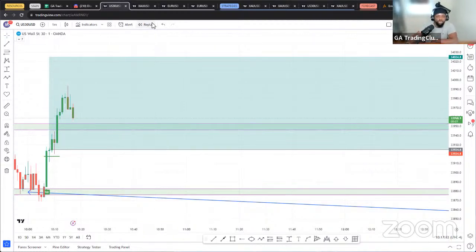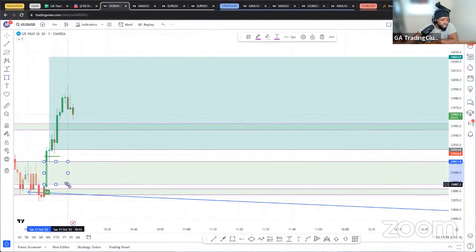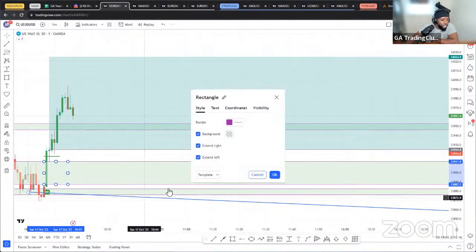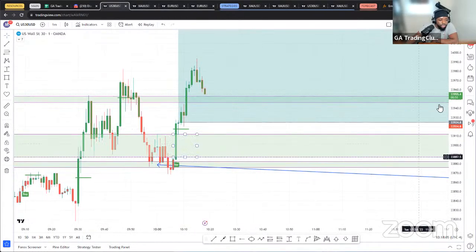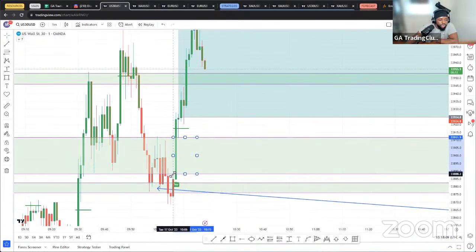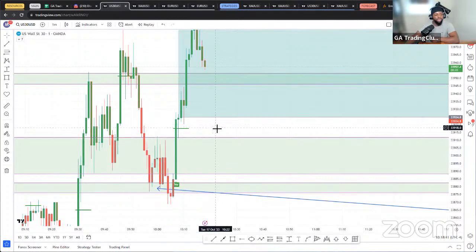And for those of you who trade smart money concepts, what is this called? No, not smart money, ICT concepts. What's this zone called, the one I just drew? So this zone, what is that zone called? That's a fair value gap, right?